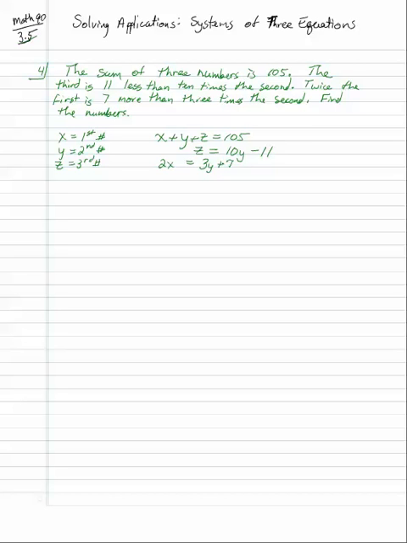Let's put them all in standard form. So all the variables on the left, constant on the right. Okay, we'll label that 1, 2, 3.